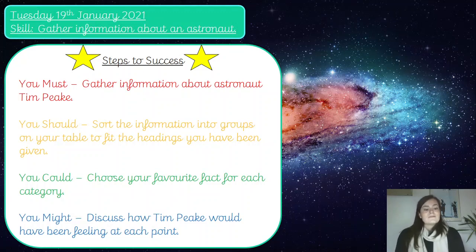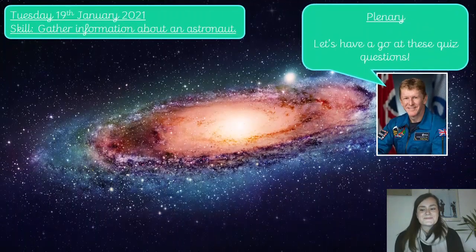Okay, so your steps to success today. You must gather information about the astronaut Tim Peake. You should sort the information into groups using the colours. You could choose your favourite fact for each category and have a think. You might have a think about how Tim Peake would be feeling at each point. So you can pause the video and go to your fact file and you can have a go at that challenge now. As I said, there is a quiz at the end when you're done. We've got a few questions to see how well you remember all of the facts. So you can have a go at that when you're ready. So pause the video and then we'll have a go at the quiz.